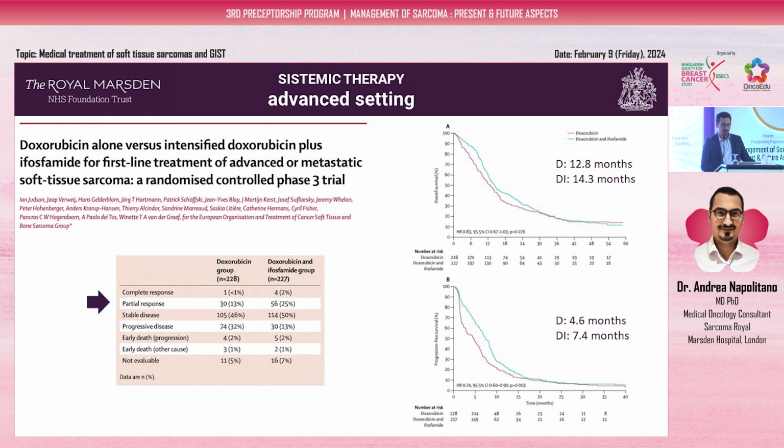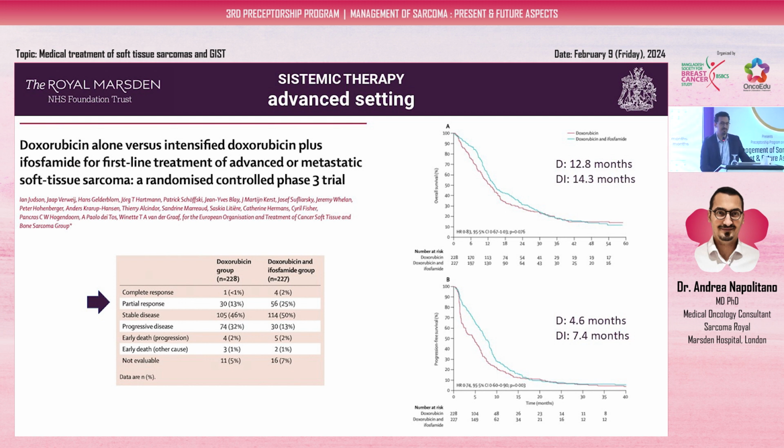And we can see on the Kaplan-Meier curves that in terms of overall survival, there is a difference which is, however, not statistically significant, and it's a difference of less than 2 months. In terms of progression-free survival, the difference is more significant, both in terms of difference of medians and also in terms of statistical difference.